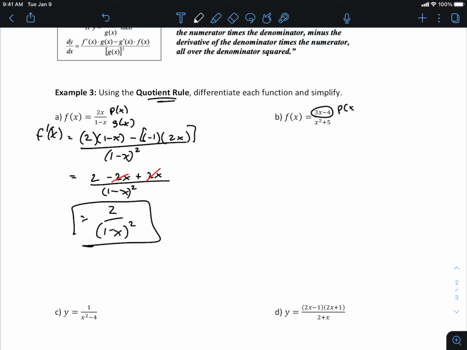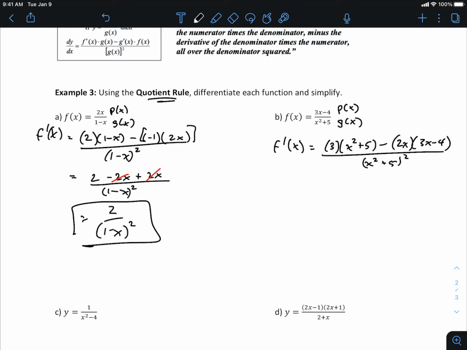So this is again like a p of x function, and this could be g of x, right? And let's see what happens. So f prime of x will equal the derivative of the top, 3, times the original bottom, x squared plus 5, minus, then we're going to derive the bottom, 2x, times the original top, 3x minus 4. And all of that needs to be divided by x squared plus 5, the original, squared.